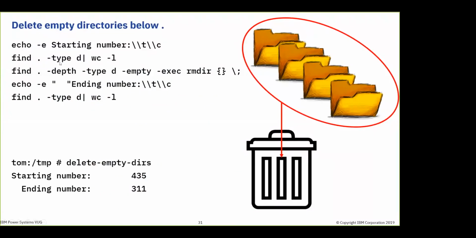It is find from dot minus type d, so counting the number of directories that we've got, and then find from dot, and then minus depth. So that says go all the way down to the bottom of the tree and work your way back up. Type d, so directories, empty ones, and then if it finds that it's empty, it does an rmdir of the particular directory, and it just carries on the loop, and then again it does the count and it tells you. So in this case, I went down from 435 to 311 different directories. So I've got a file in /usr/local/bin called remove or delete empty directories. So very useful.